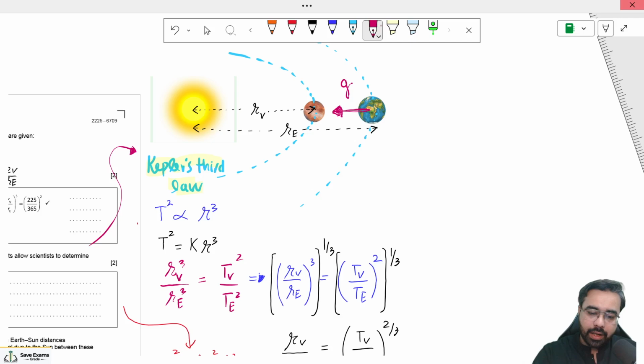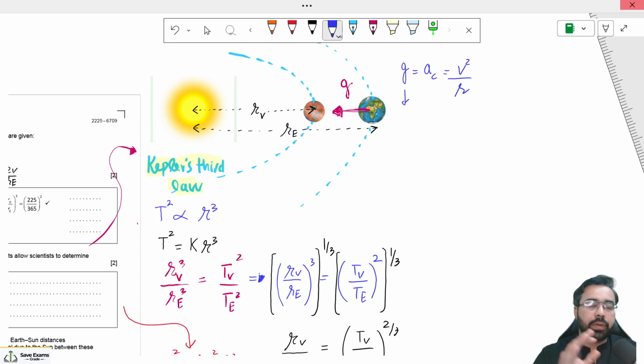You know very well that this gravitational field strength is equal to centripetal acceleration, and that is equal to v squared over r. Since this is a gravitational field strength, it is the force per unit mass, and if you remember its equation, it is GM over orbital distance squared, equal to v squared over r.